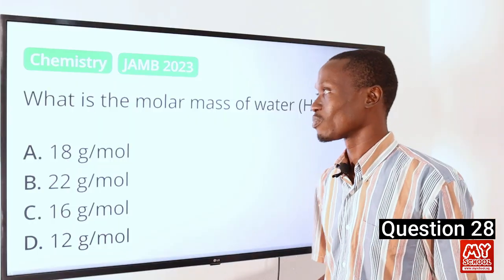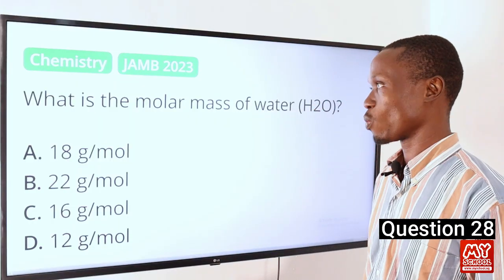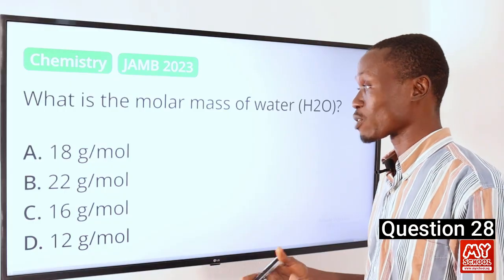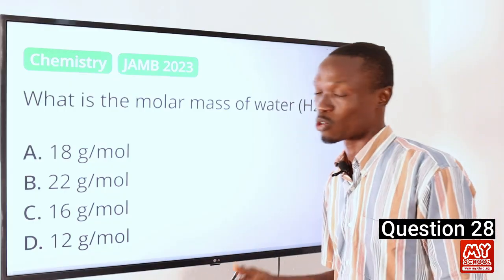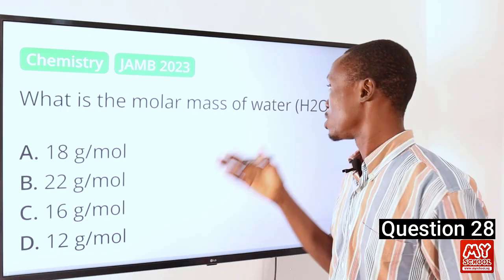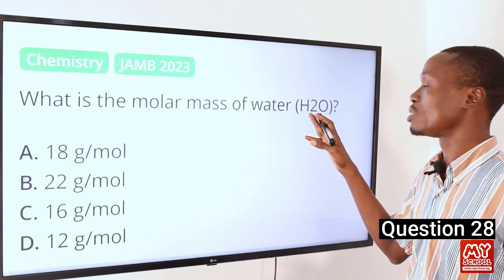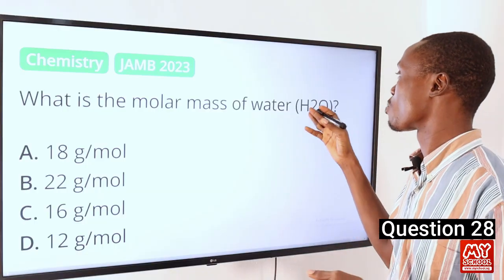Question 28. What is the molar mass of water? H2O. Okay, so the molar mass of a compound is actually the sum of the atomic masses of the elements that make up that compound. So in the case of water, the elements here are hydrogen and oxygen.